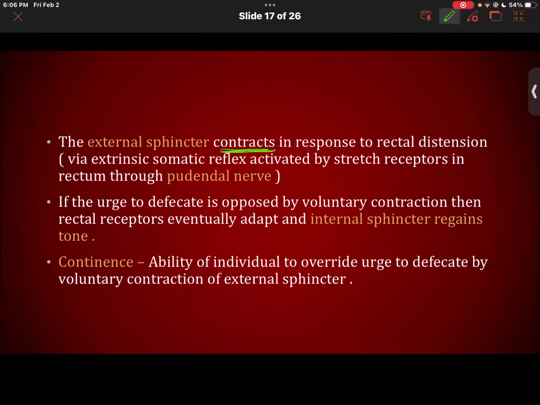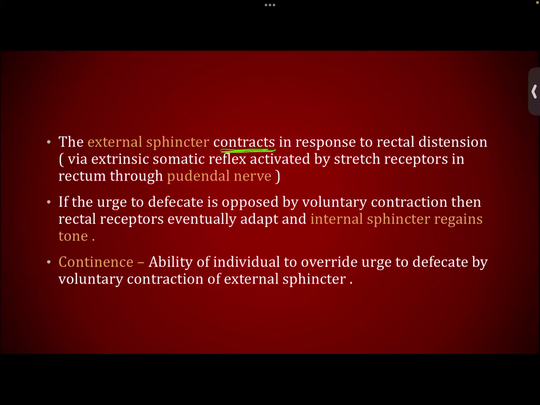And it will contract via extrinsic somatic reflex, which is activated by stretch receptors in the rectum through the pudendal nerve. So let's break that down because that's a lot of words. The extrinsic somatic reflex, somatic means something that's controlled by you, activated by stretch receptors in the rectum through the pudendal nerve.